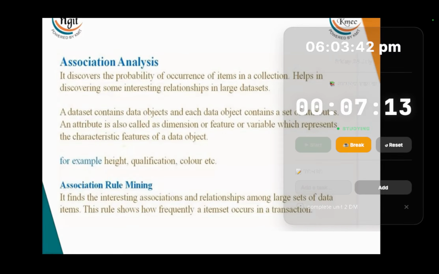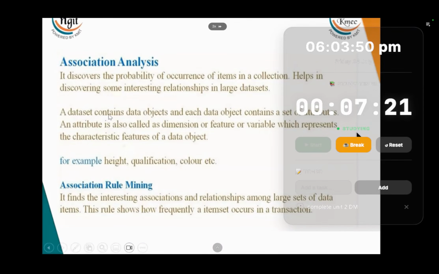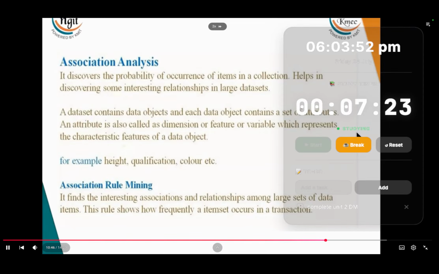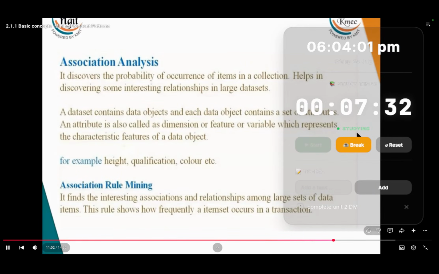So if you see that people who are buying milk, most of them will also buy bread, right? So there is a strong association between these items, milk and bread. Basically we apply this on a data set which consists of objects. And every data object is made of some set of attributes, which we call dimensions or features. These features represent height, qualification, color, etc. Now, based on this data, we need to mine the rules.